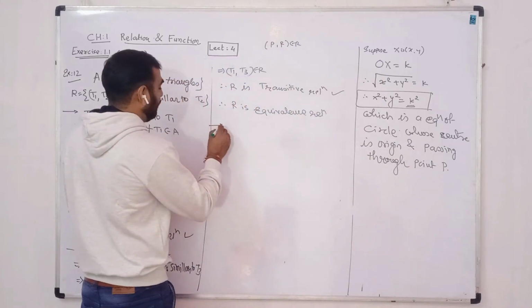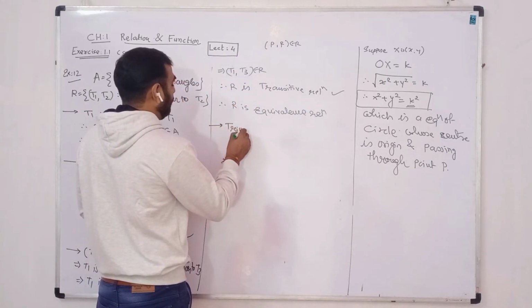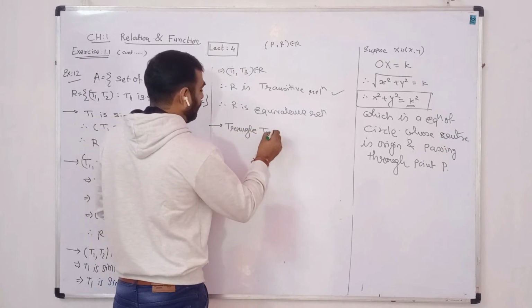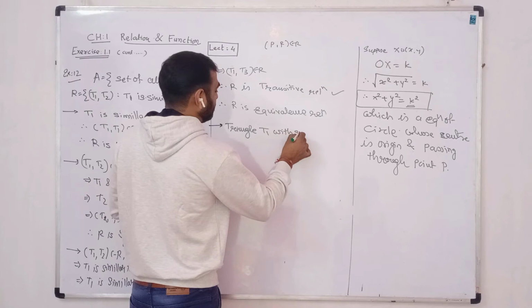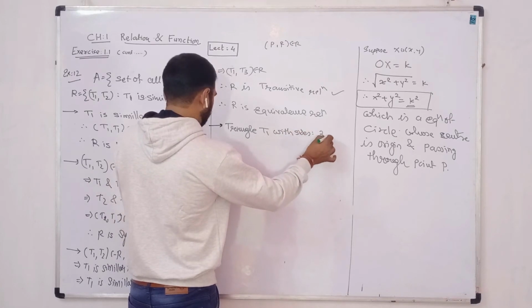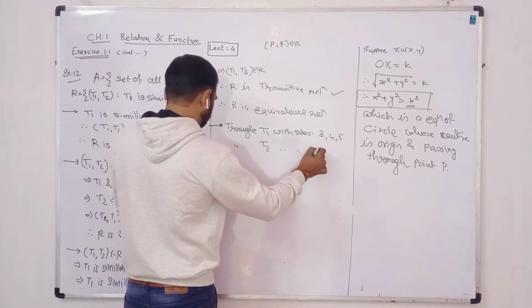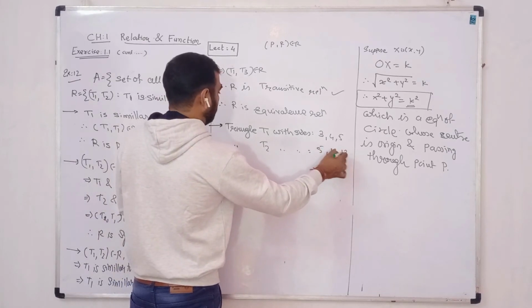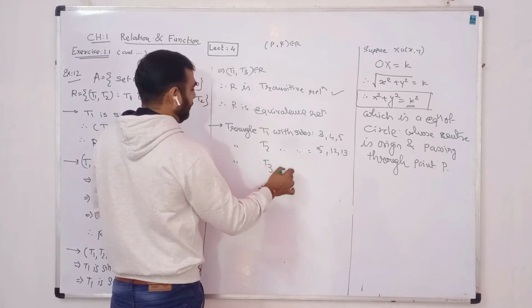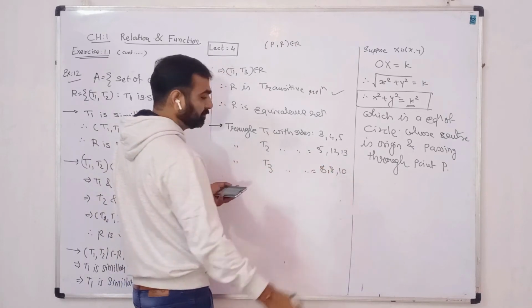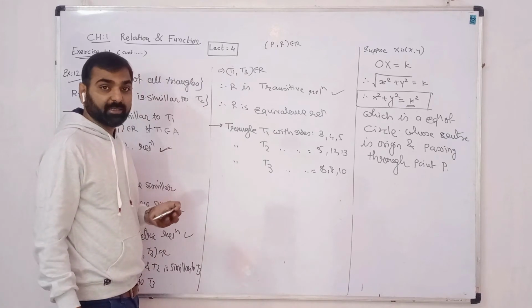So here triangle T1 with sides, क्या दिया हुआ है, 3, 4, 5. Triangle T2 with sides 5, 12, and 13, and triangle T3 with sides 6, 8, and 10. तो which two are similar?